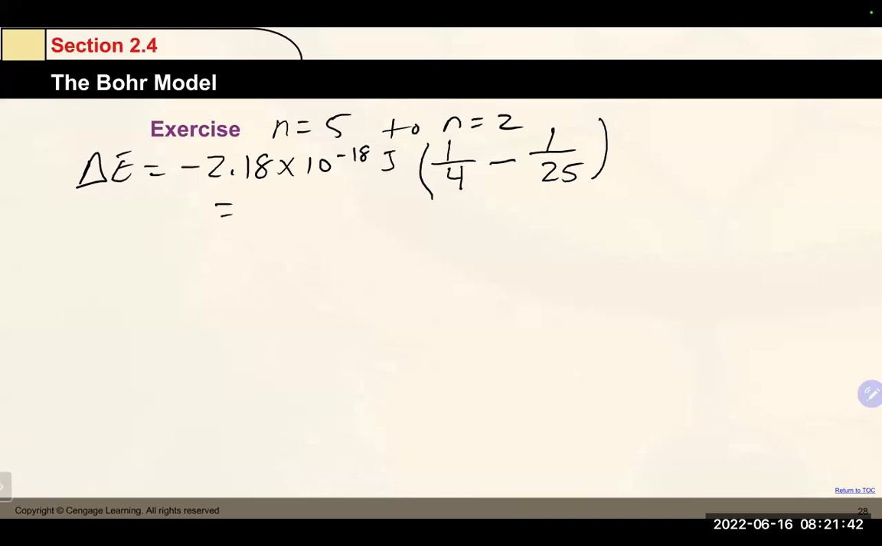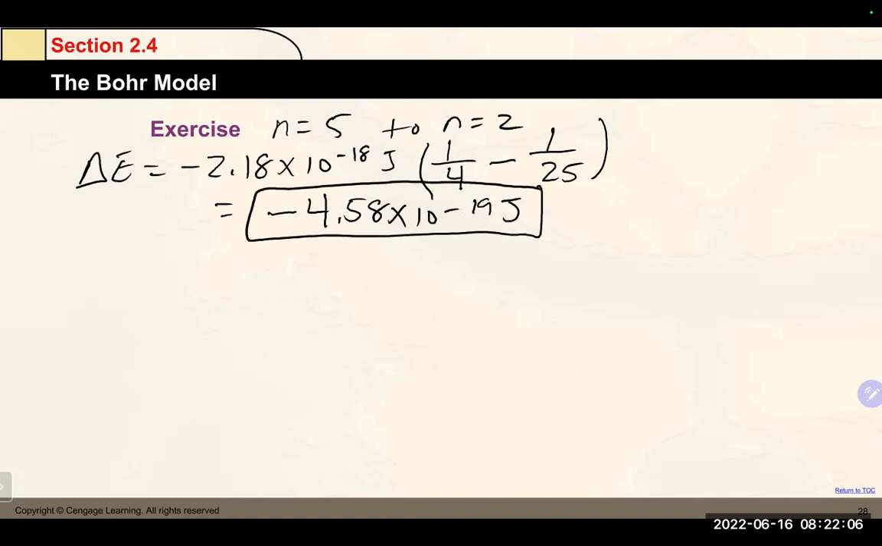And if we put all that in here, we end up with minus 4.58 times 10 to the minus 19 joules. That would be our energy associated with this transition for that particular electron. First off, any questions on that?